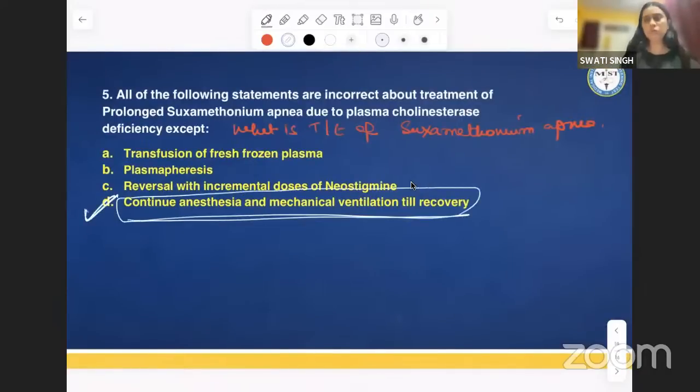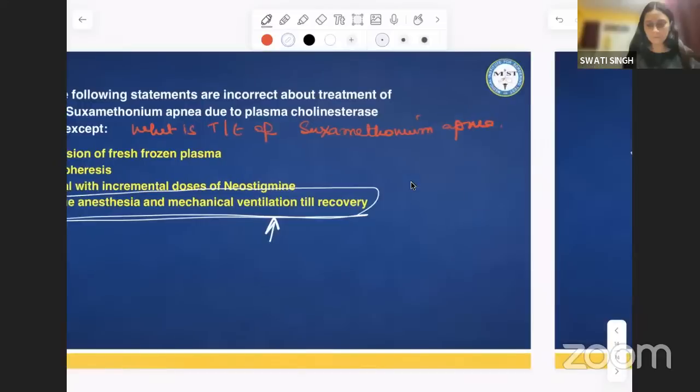That is, we continue. Number of times in OT this happens. I gave succinylcholine. I expect in 8 minutes paralysis will go away. But what is happening? Prolonged apnea. Now I don't get too worried because there's a possibility of Suxamethonium apnea. What do I do? I put the patient on ventilator. Wait for the recovery to happen. So answer is D. Keep it in mind, right? And thank you, Rax. Okay. So fifth question we have solved. Next.